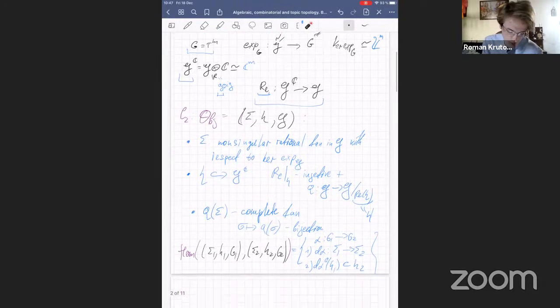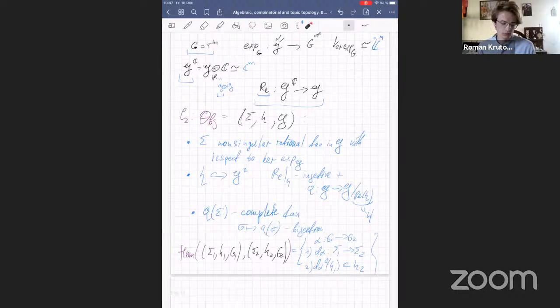So the morphisms between these objects of this new category would be the maps from G1 to G2, such that the alpha, which sends the algebra G1 to G2, also plays the role of a morphism from a fan sigma 1 to sigma 2, and we also ask the alpha to send H1 inside of H2.